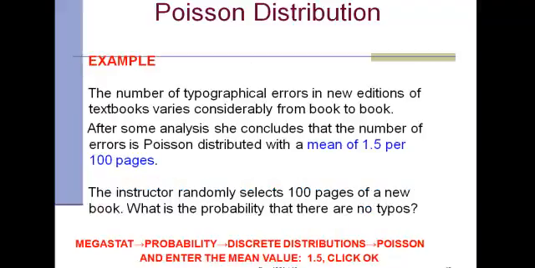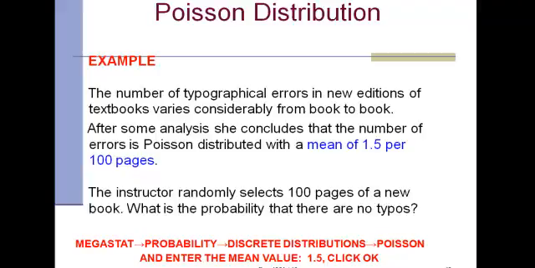So let's figure out how I can make a little more sense out of this. Let's go back to that example. The number of typographical errors in new editions of textbooks. Well, of course, you know it varies from book to book. But let's say that after some analysis, a book publisher concludes that the number of errors follows a Poisson distribution, and that the number of errors in a textbook tends to be 1.5 errors per 100 pages.